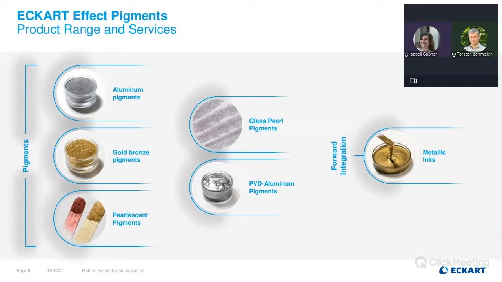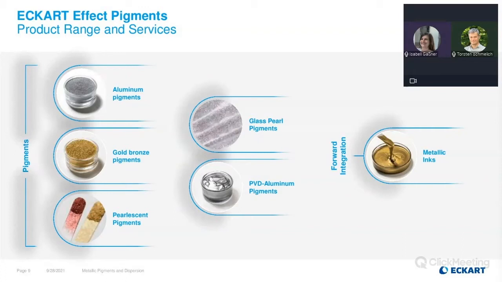In the field of pearlescent pigments, we have a complete series of CMYK products which are not manufactured based on natural mica, but on a synthetic base. This has a lot of advantages in terms of color clarity, offering brighter shades and better transparency. So much higher quality compared to the natural mica pigments.